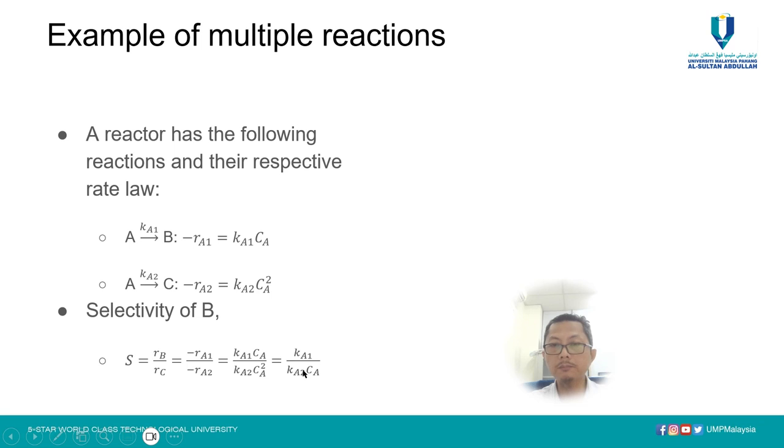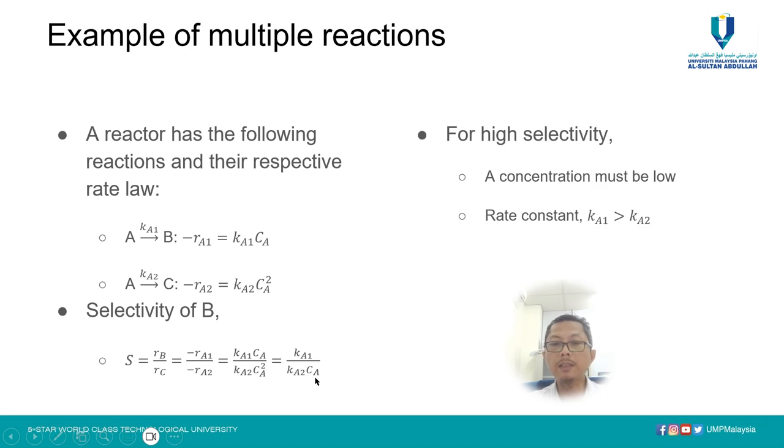By seeing this equation, you can see that CA is in the denominator. So in mathematics, CA is inversely proportional to S. It has the opposite effect. If you decrease CA, you will have high S. If you have high CA, you will have lower S. So in order to have high selectivity, you must reduce the concentration of A to some level, not very low, so you also have to include the cost effect. Second, you must make sure that the rate constant k1 is higher than k2.